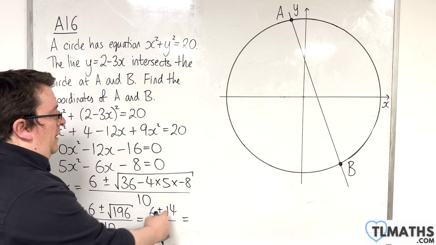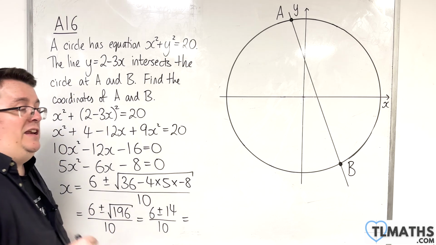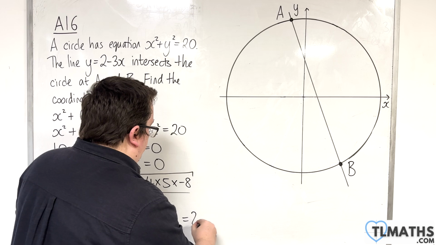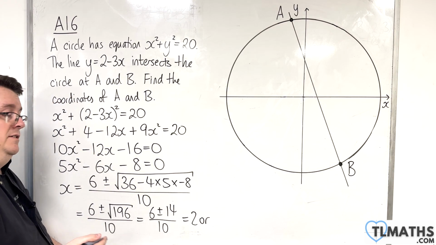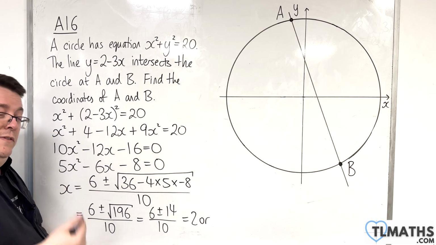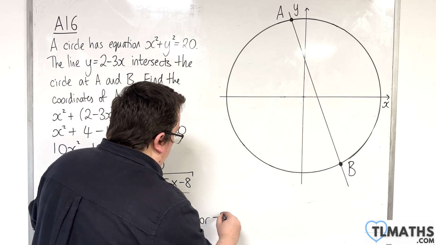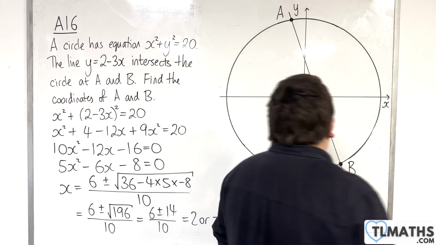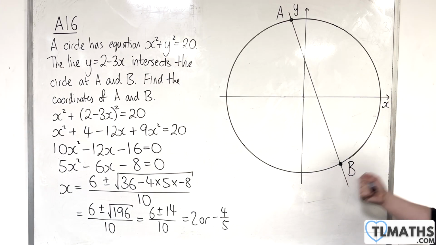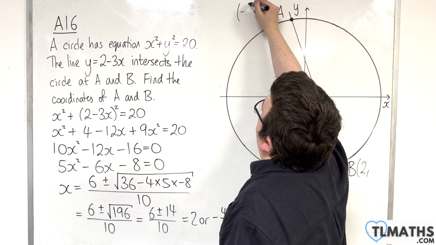So we either have 6 plus 14 over 10, or 6 take away 14 over 10. Now 6 plus 14 is 20, divided by 10 is 2. 6 take away 14 is minus 8, divided by 10 is minus 8 over 10, or minus 4/5, or minus 0.8. I'm going to go with a fraction. So, because B is to the right of the y-axis, this must have the x-coordinate 2. A is to the left of the y-axis, and so that must have x-coordinate minus 4/5.